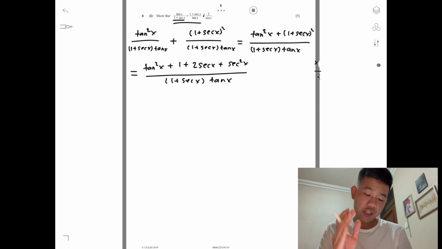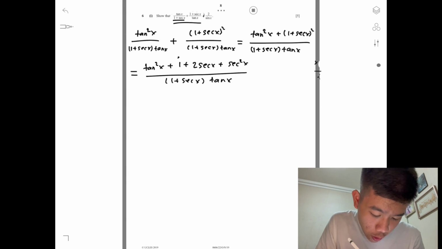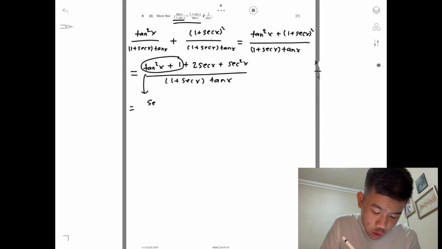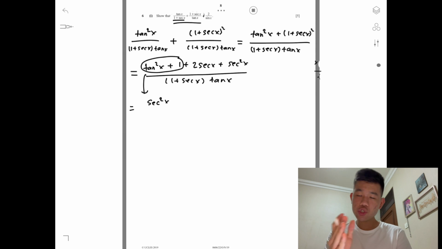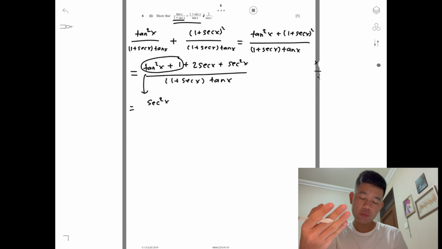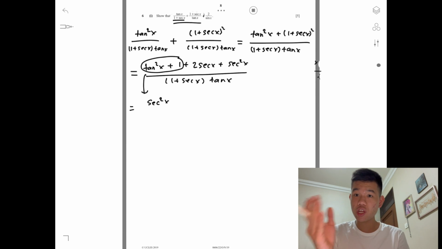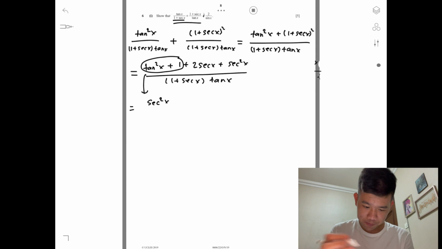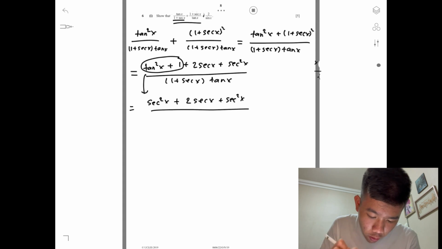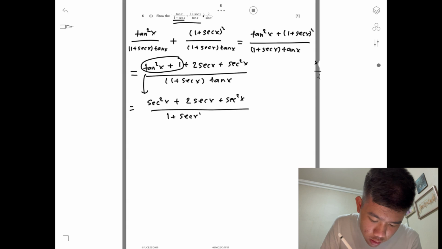Now here, I see something different. I see that tan squared x plus 1 can be changed into sec squared x. According to the trigonometric identities, tan squared x plus 1 is equal to sec squared x. So here I can just substitute them together. Since the majority of my numerator is in sec, I think that turning it to sec is much easier. So sec squared x plus 2 sec x plus sec squared x over 1 plus sec x times tan x.